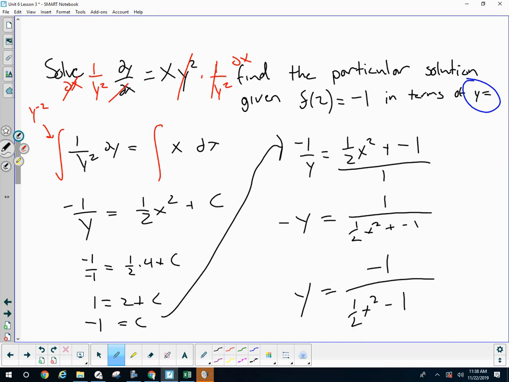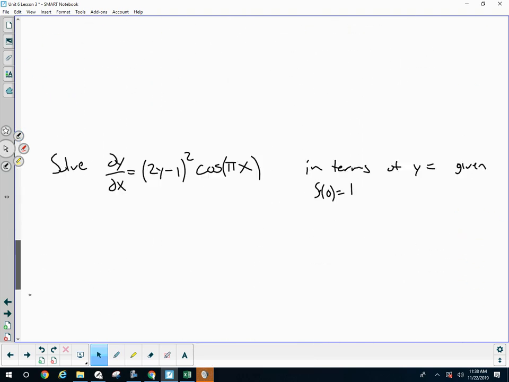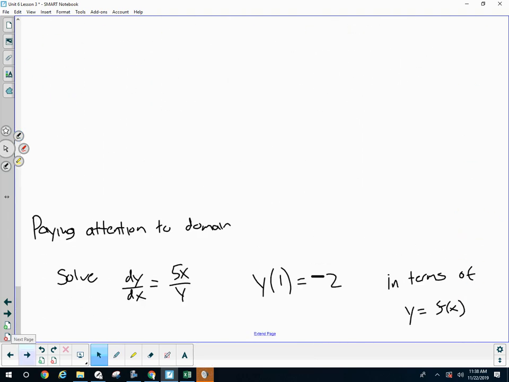When you do the homework, you'll encounter some problems where we will have to worry about our domain and have to worry about either the positive side of things or the negative side of things. So when you get there, just watch the video and make sure you understand why we want the plus or the minus.